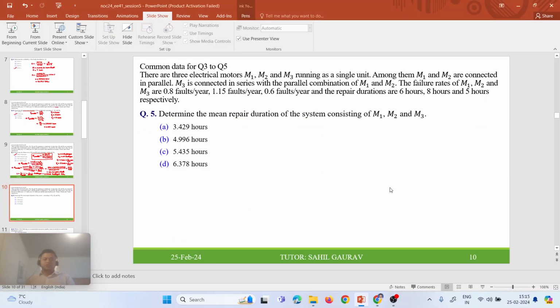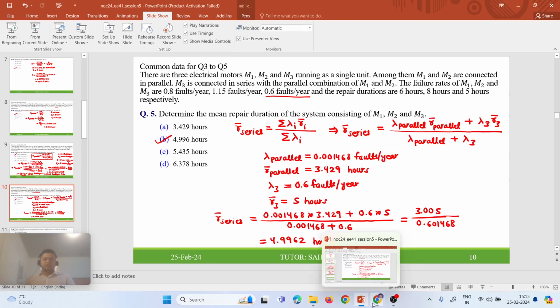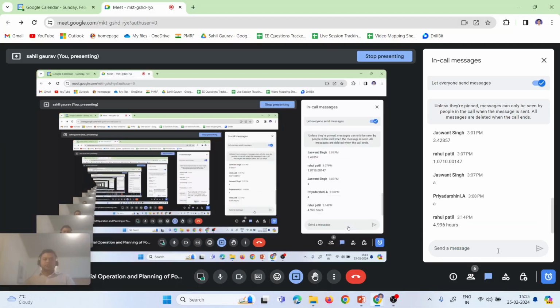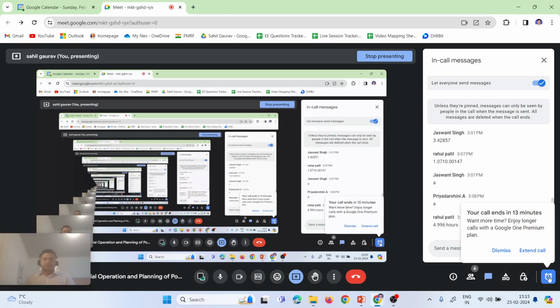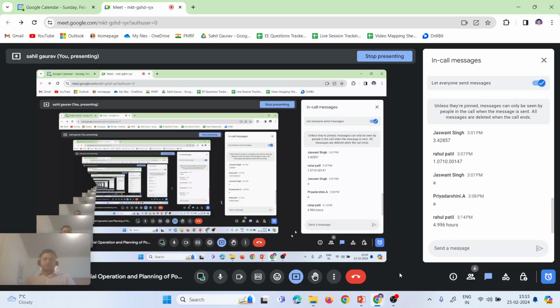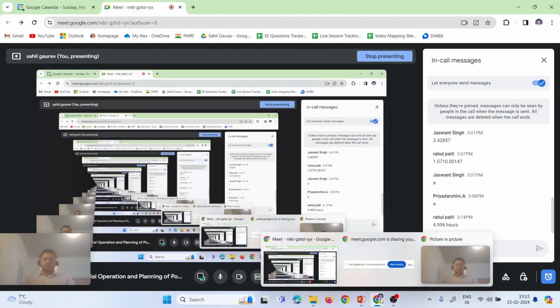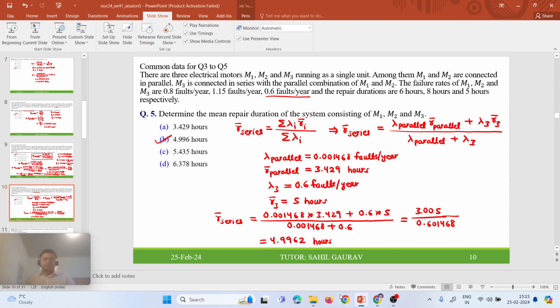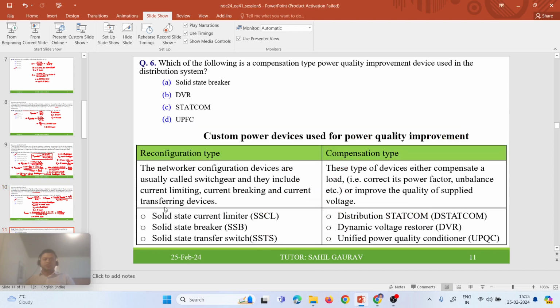Any doubt in this problem or previous problem? Yes, Rahul, you are correct. Just remind me before 5 minutes that we have to switch to another meeting. We still have 30 minutes, 13 minutes. So let us go to the next problem.